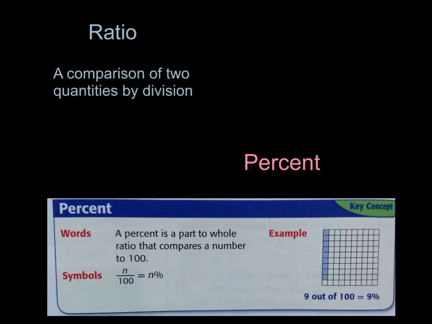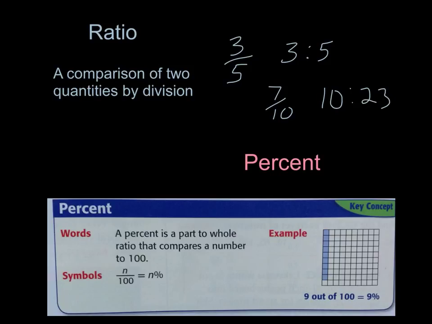So for example, if we had 3 out of 5, that would be a ratio. You could also write it like this: 3 with the two dots, 5. Another example would be 7 out of 10, or 10 out of 23.